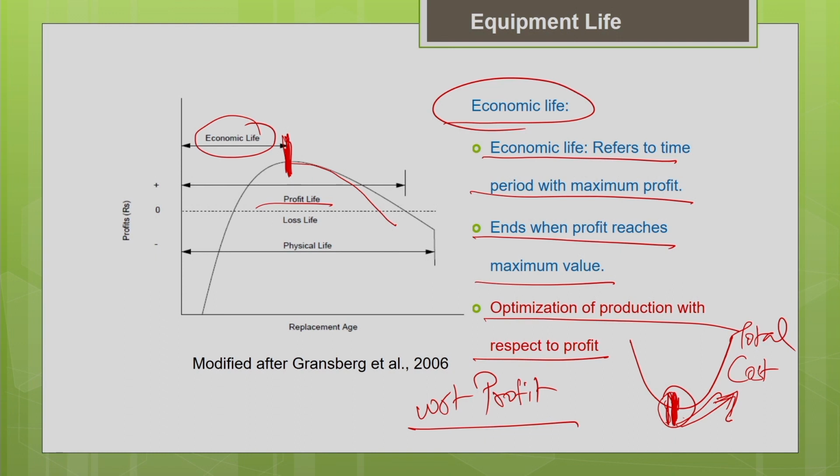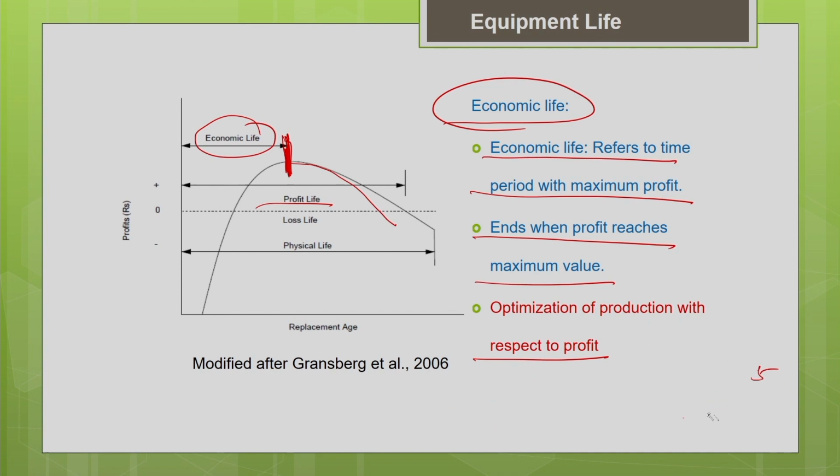But one thing we have to note is that optimization with respect to profit is a little bit difficult, because it is generally difficult to extract the profit data of an individual equipment from the entire equipment fleet, as well as from the total project. It is difficult to extract the profit data of the equipment alone. That's why people prefer to optimize with respect to cost, because cost estimation is easier when compared to profit estimation.